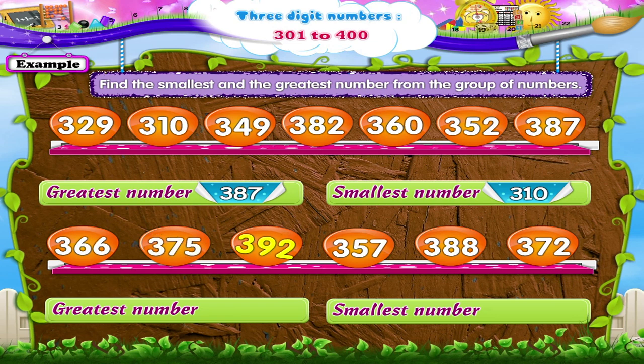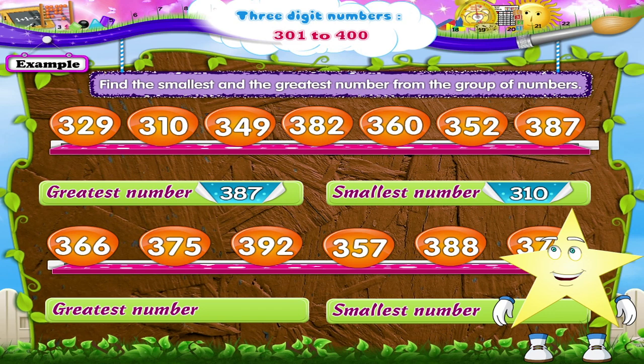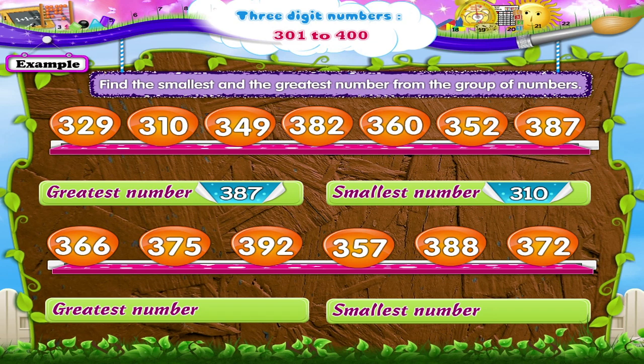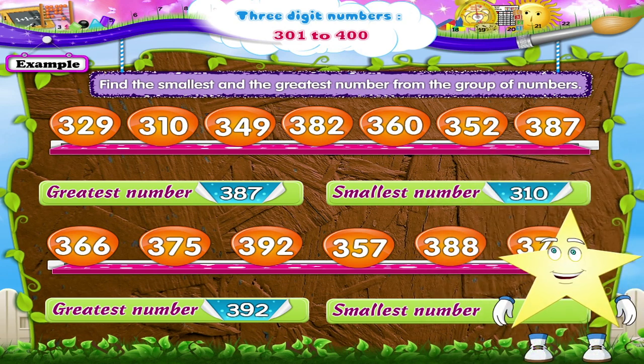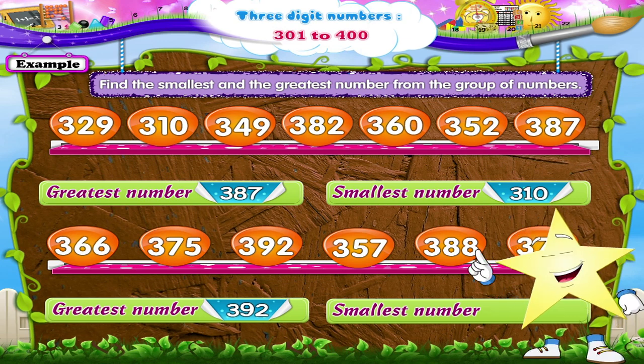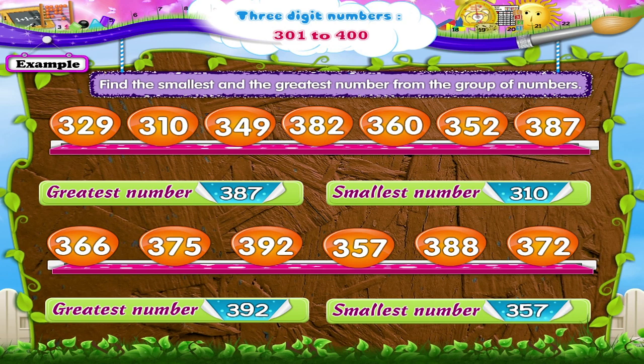Next group of numbers is 366, 375, 392, 357, 388, 372. In all the given numbers, the hundreds place digit is the same, that is 3. So, we shall compare the tens place digits. The greatest tens place digit is 9. Starry, which number has the digit 9 in the tens place? Yes, the number 392. So, out of all the numbers, 392 is the greatest number. Which is the smallest number, Starry? Yes, the smallest number is 357.